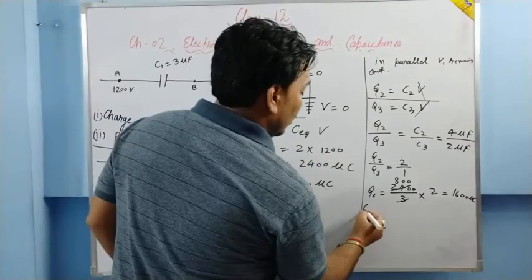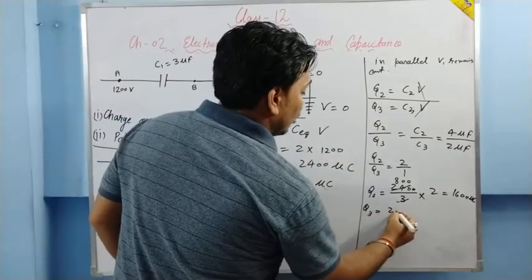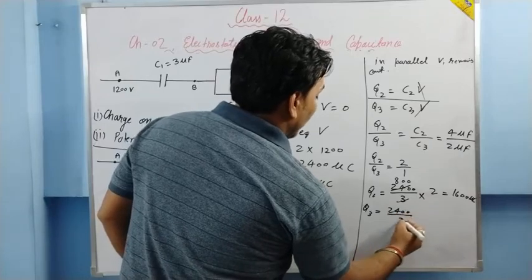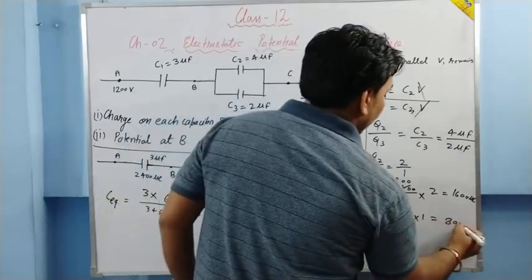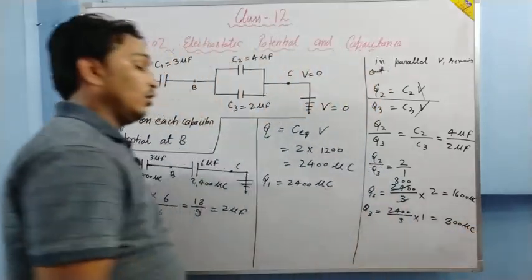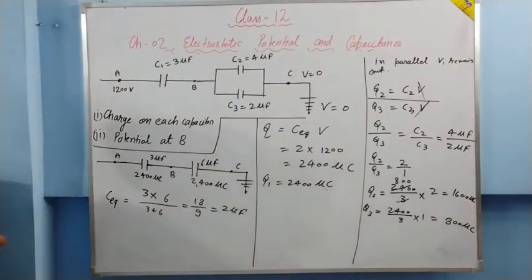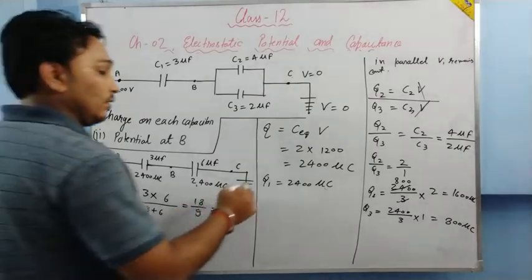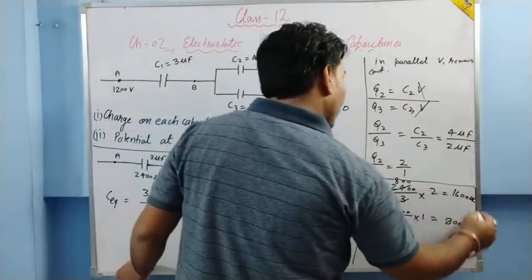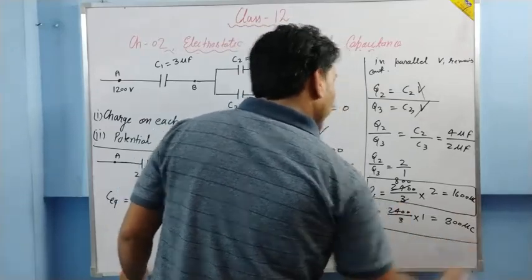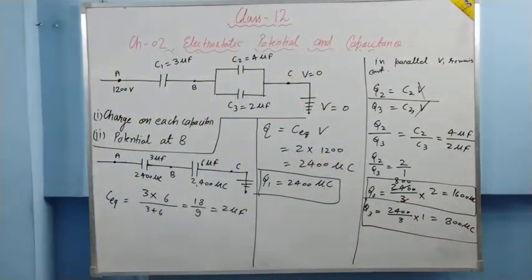Q3 will be, what is the method I am approaching? Total upon ratio sum multiplied by the share. It is 800 microcoulomb. Now we have calculated all the charges. Q1 is here, Q2 is here, and Q3 is here. Okay, we have calculated all these 3 charges. The first question is done.